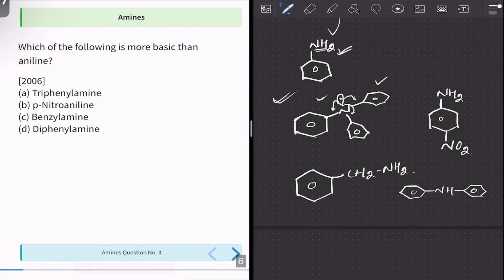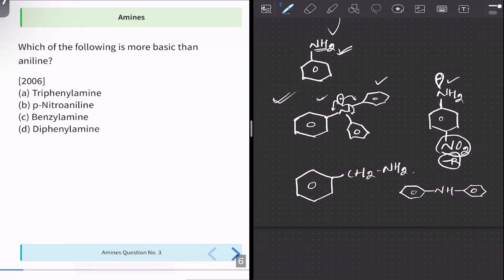Option 2, paranitroaniline. In paranitroaniline, NO2 is a minus R group, a minus resonance group. So the delocalization of the lone pair will be more than that of aniline. So here also it will have a much lesser electron cloud than aniline.